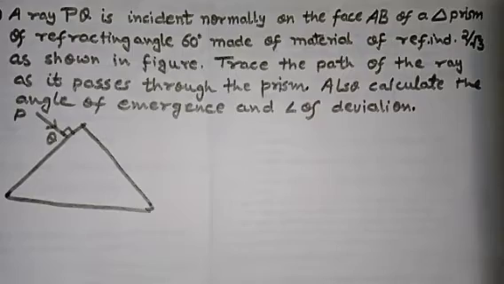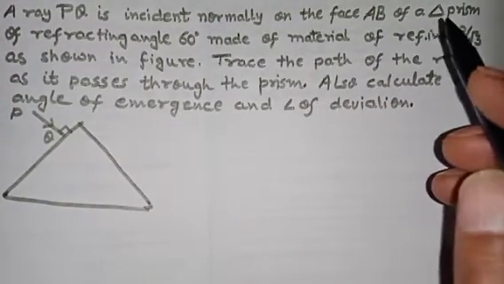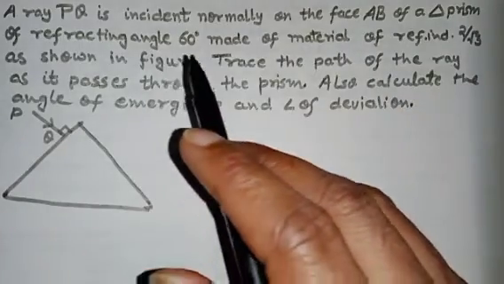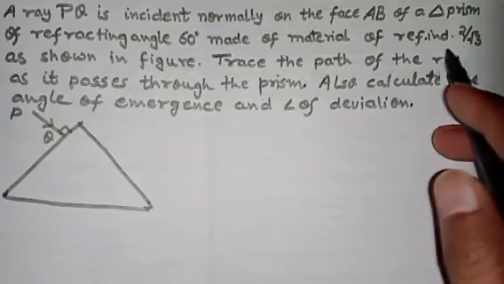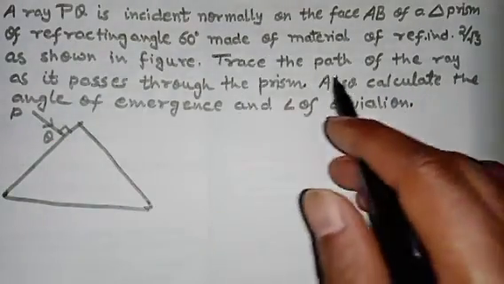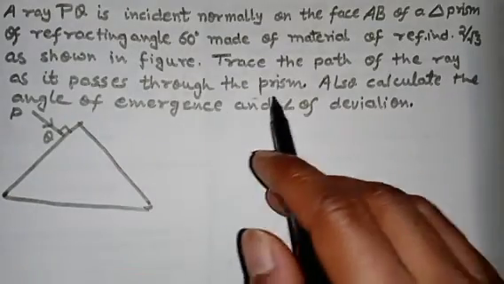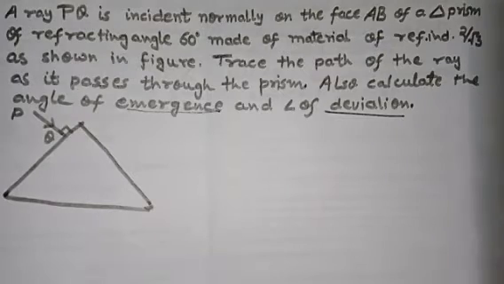Here a ray PQ is incident normally on a face AB of an equilateral prism of refracting angle 60 degrees, understandably it is 60 degrees, made of material of refractive index 2 by root 3 as shown in the figure. Trace the path of the ray as it passes through the prism. Also calculate the angle of emergence and angle of deviation.